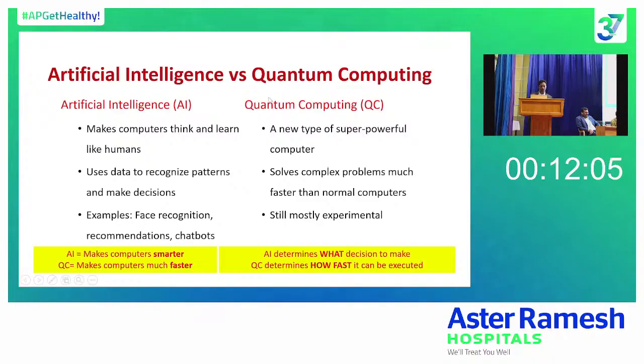But a quantum computer is a totally different thing. In our terms, it might be a super powerful computer. It solves very, very complex problems which normal classical computers cannot. As of now, it's still experimental, but in the future, it is going to be something which everyone will use. So the thing is, AI makes the computer smarter, but quantum computing is going to make your computers faster. AI determines what decision you need to make, whereas a quantum computer determines how fast you can execute it.